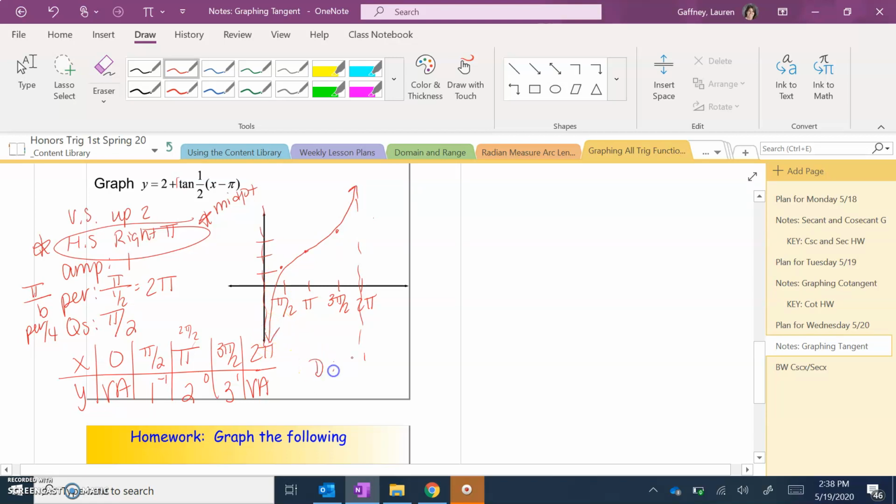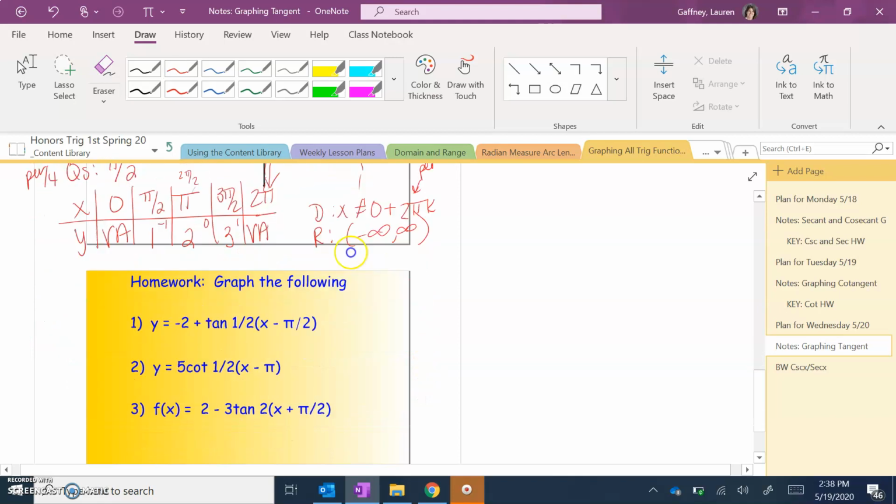So my domain, x cannot be, now once again, you could start with 0 or you could start with 2 pi. So I'm going to say 0, x cannot be 0, plus whatever my period is. So my period in this case is 2 pi k. Okay? And then the range, it goes all the way down to -infinity for the y values and all the way up. So all reals, -infinity to infinity.